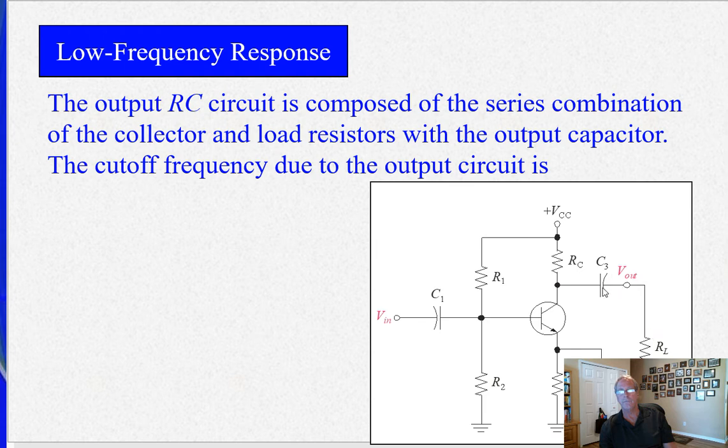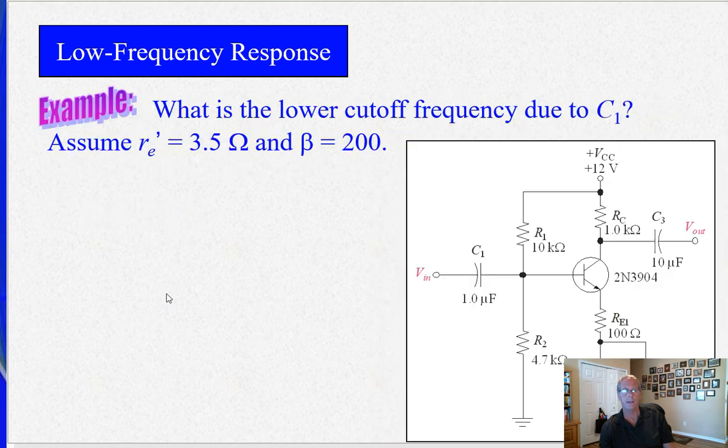The output RC circuit consists of C3 and RC and RL, okay? And there's the 1 over 2 pi RC on that as well. But you just add the two: the collector resistor and the load resistor are just added together, multiplied times C3, and then 1 over 2 pi, all of that is the cutoff frequency. That cutoff frequency is a 3 dB down point at which the amplitude starts to diminish.